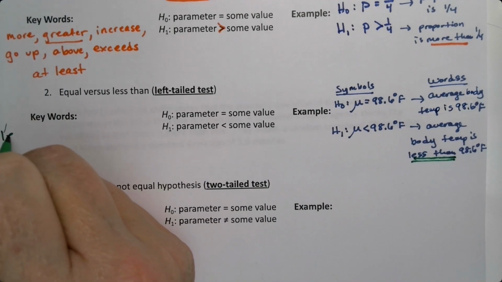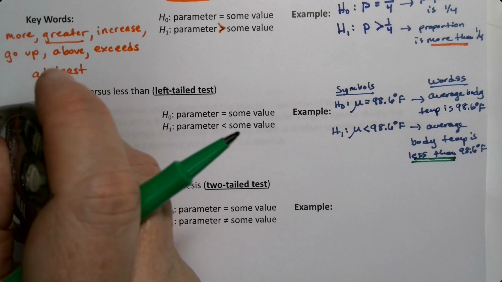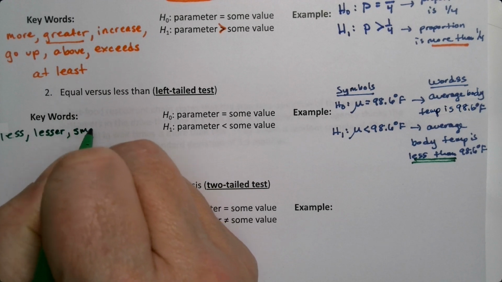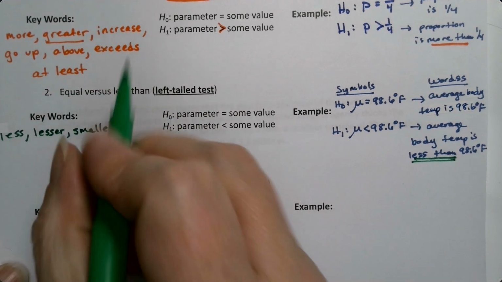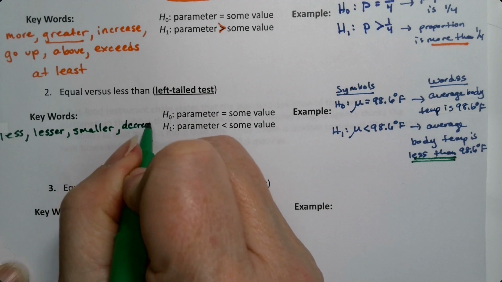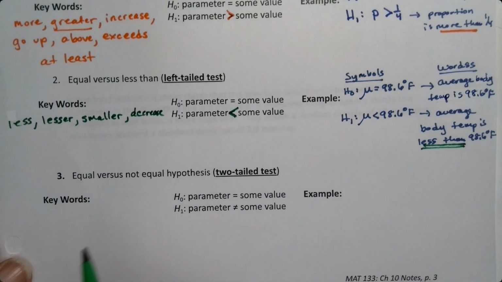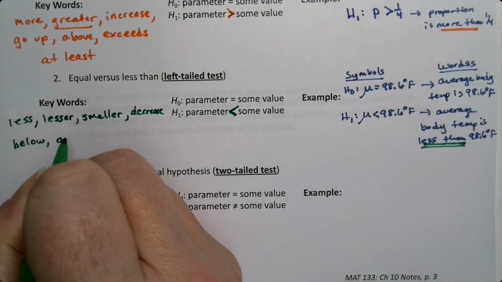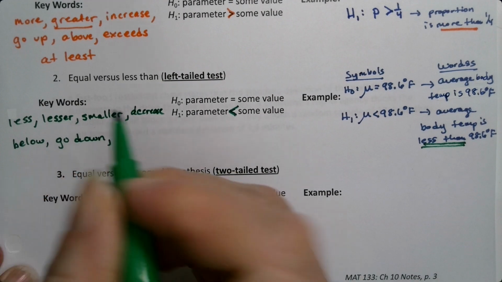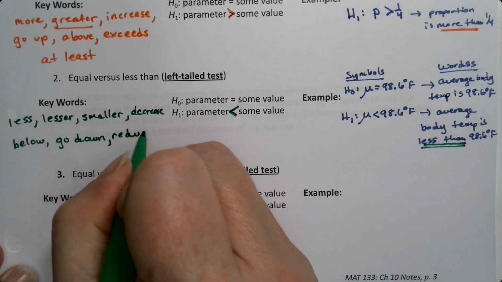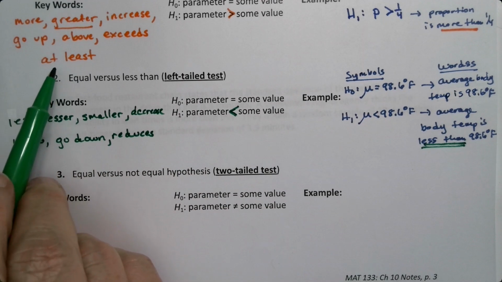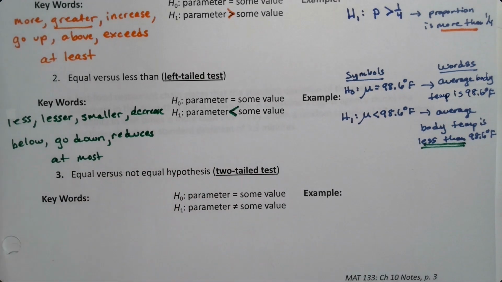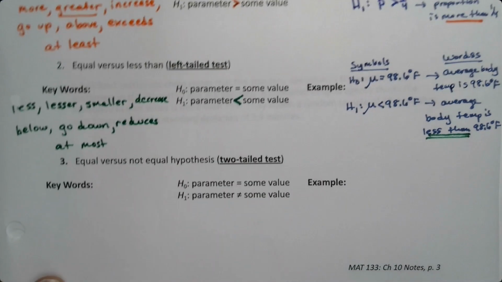Less or less than, smaller, lesser, decrease. Increase goes with decrease, so these will be words that make it a less than symbol, a left-tailed test. Below, go down, reduces. And the companion to at least is actually at most. That's a tricky one. So at least is a right-tailed test, and at most is a left-tailed test.